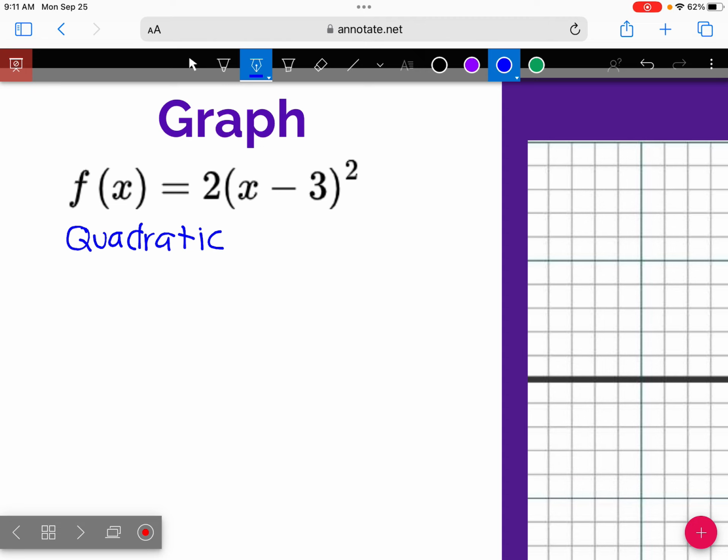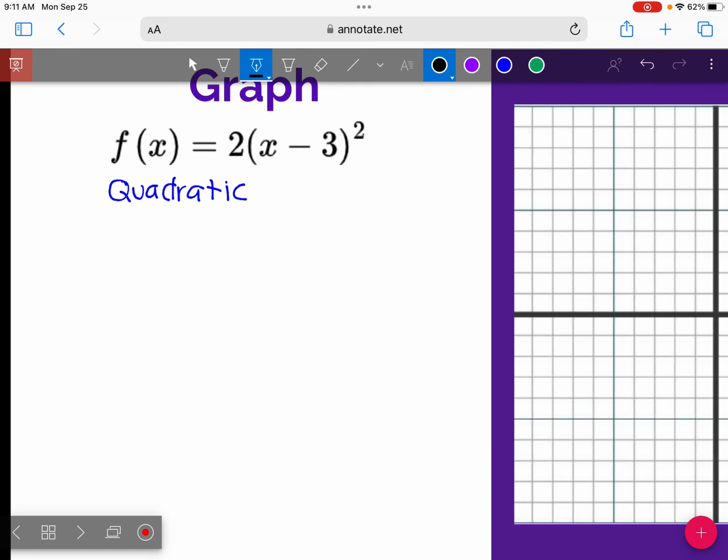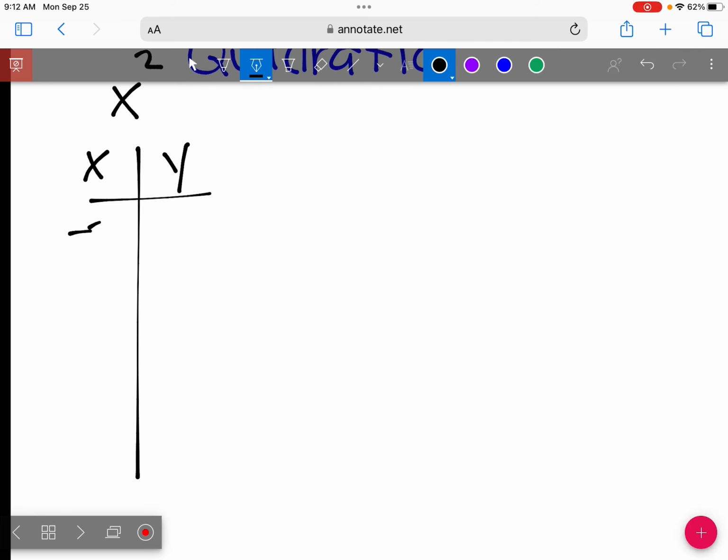So this is a quadratic. That means we're going to do our transformations from the parent function of x squared. We're going to use our parent table where we have our -2, -1, 0, 1, and 2, with our parent function values of 4, 1, 0, 1, and 4. Hopefully that's vaguely familiar.